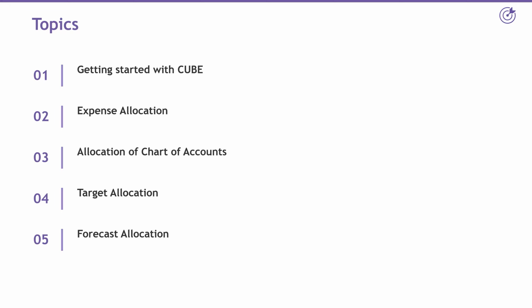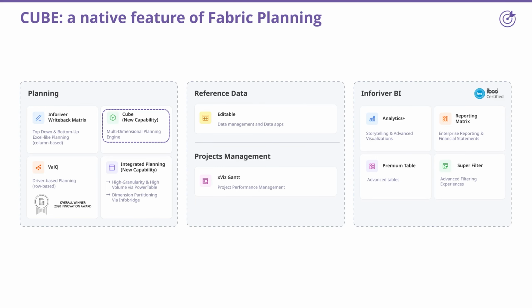They sound very simple. However, in the real world, it is very complex to handle these use cases because they all involve multiple dimensions which may or may not be related to each other. What is Cube? Cube is a core feature, a native functionality inside Fabric Plan. It is a multidimensional planning engine which is used for planning as well as allocations for related and unrelated dimensions coming from your semantic model.